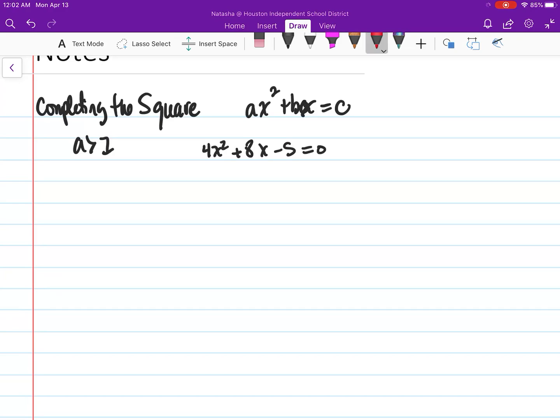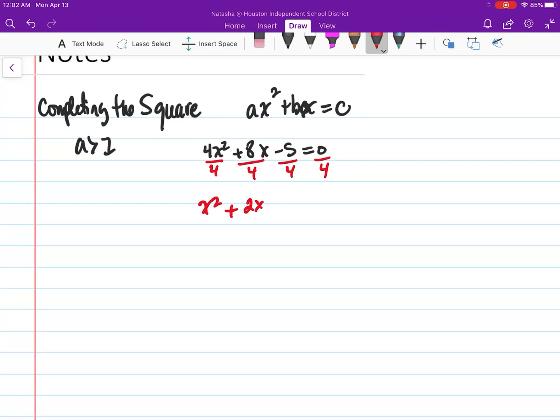Let's say I have the example 4x squared plus 8x minus 5 equal to 0. First of all, I know that I have no GCF, so I can't divide any GCF out. So I'm going to divide everything by my a term, which is 4. 0 divided by 4 is 0, so the right expression is still going to be 0. So this becomes x squared plus, well, this isn't so bad, 8 divided by 4 is going to give me 2x, and then minus 5 fourths, and that's equal to 0.